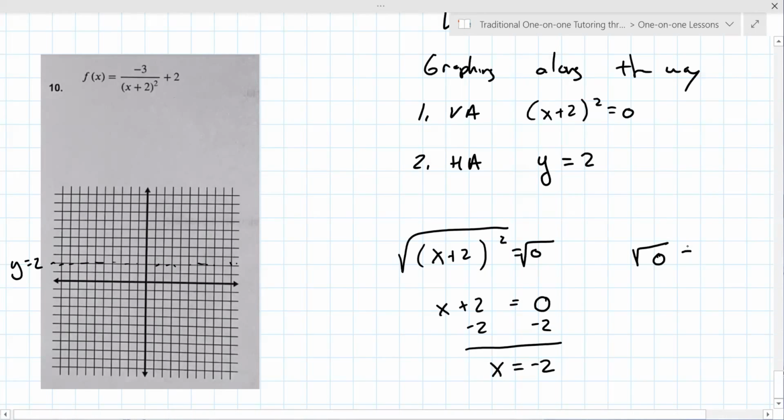0 squared is 0. So how do we make this inside part 0? -2. So the vertical asymptote is that x equals -2.